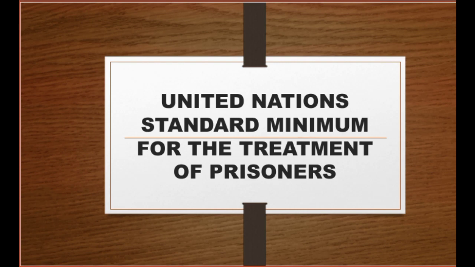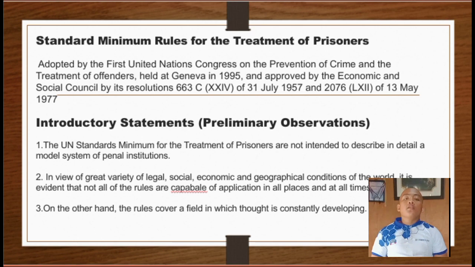As you can see above, our topic today is Chapter 9. It's all about the United Nations Standard Minimum Rules for the Treatment of Prisoners, adopted by the First United Nations Congress on the Prevention of Crime and Treatment of Offenders, held at Geneva in 1955, and approved by the Economic and Social Council by its Resolutions 663-C of 31 July 1957 and 2076 of 13 May 1977.